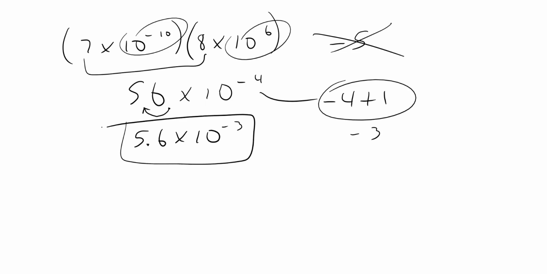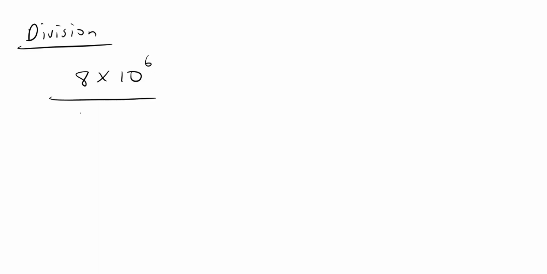Okay? Very, very important. So if you're making again that 56 smaller to 5.6, it's a big number, so you're adding 1 to it, so it's times 10 to the negative 3rd power, adding 1 to negative 4. Okay? All right, and then let's do division. So division, if I did 8 times 10 to the 6th over 2 times 10 to the 2nd.